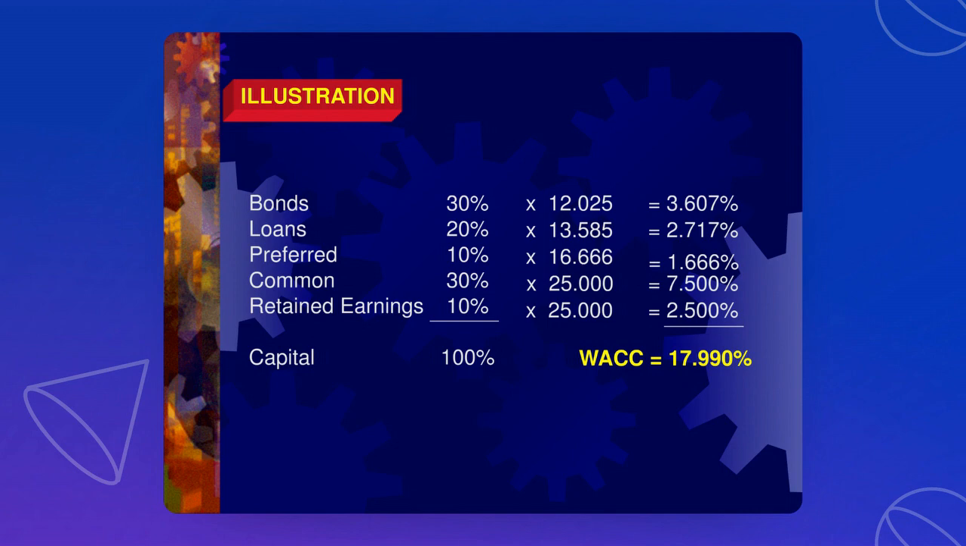And this one, how much is your average cost of capital? So the answer here is 17.997. Again, don't worry, meron tayong explanation on how to compute for this one.